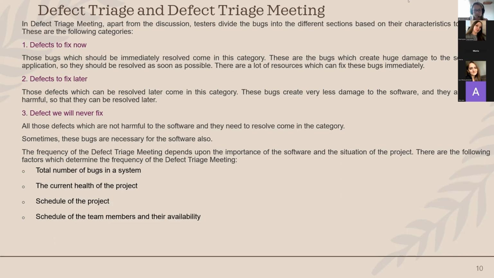Then, defects to fix later. Those defects which can be resolved later come in this category. These bugs create very little damage to the software and they are not too harmful, so they can be resolved later. And the next is defects we will never fix.